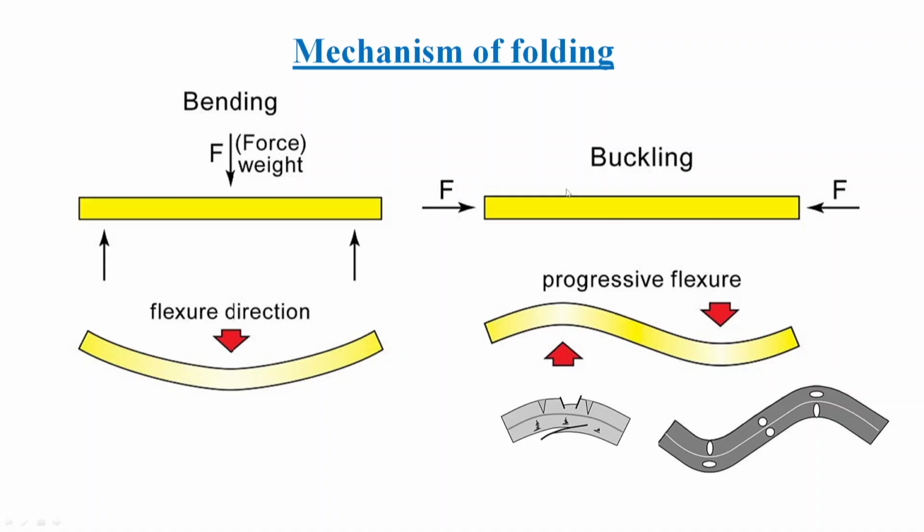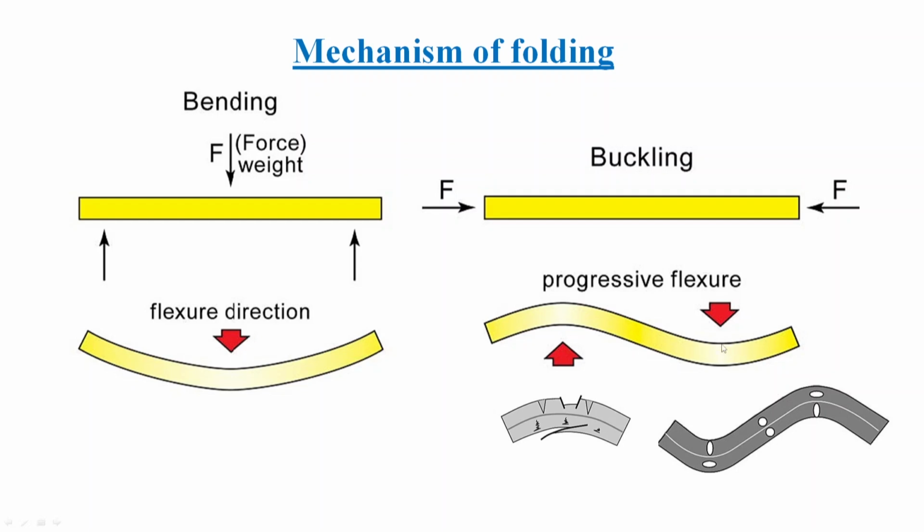Then you can think of buckling, which is obviously again the most likely phenomenon for the occurrence of a fold. There is a layer, you are applying two forces from two sides or from the two ends. So what will happen, that layer will start to buckle, or that layer will form a wave-like pattern. So in that progressive flexure, what will happen, there are zones. If there is a single layer, it will buckle on its own.